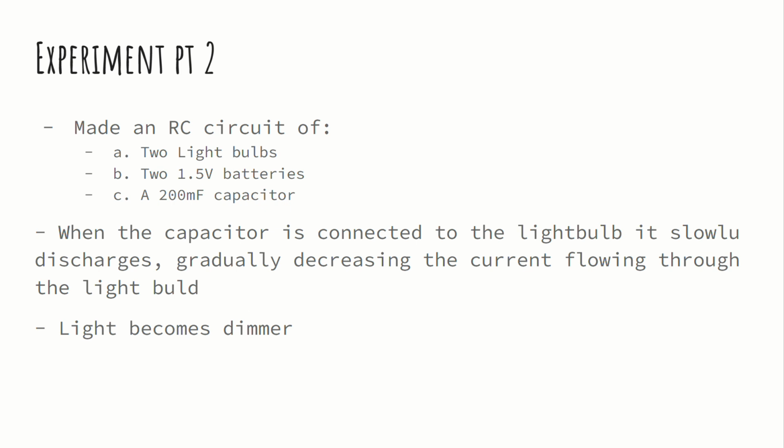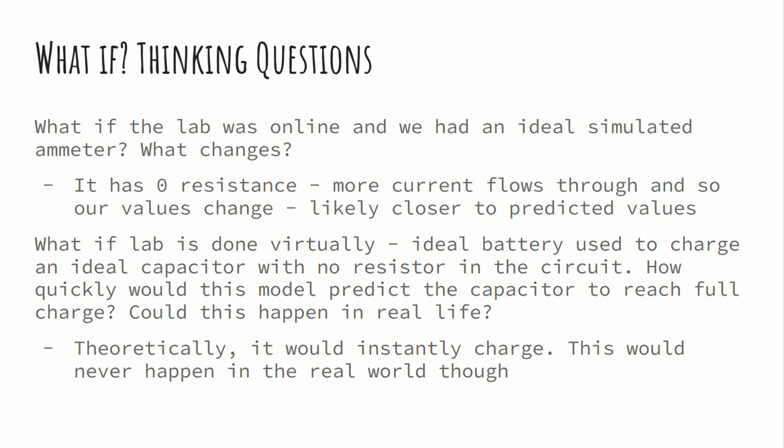Part 2, right? We made an RC circuit out of 2 light bulbs, 2 1.5 volt batteries, and a 200 millifarad capacitor. When the capacitor is connected to the light bulb here, it slowly discharges, gradually decreasing the current flowing through the light bulb. And as expected, the light becomes dimmer. It was pretty cool to see this in action. So we connected a charged capacitor to the light and we saw it become dimmer. That was essentially part 2 of our experiment. We also did this with it still connected to the battery, which had the light bulb get dimmer over time as well.